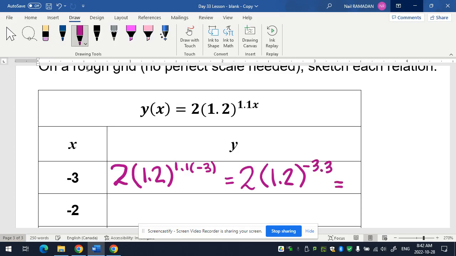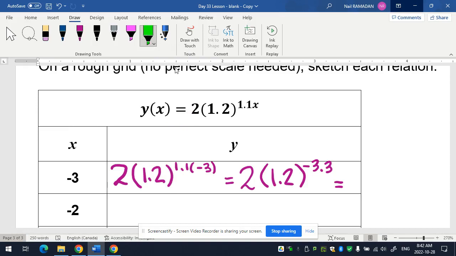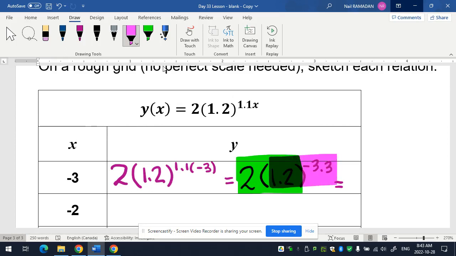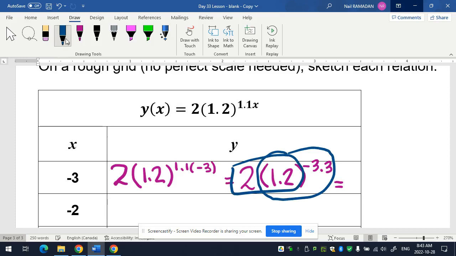Now, which part should we do first? Should we do this part? Let me choose a different color, green. Exactly. We should not do this one first because this part is only multiplication. But this part has the exponent. So you always should do the exponent first. I have to get this part done first. The biggest mistake is that people do this part first. Nope, not that.